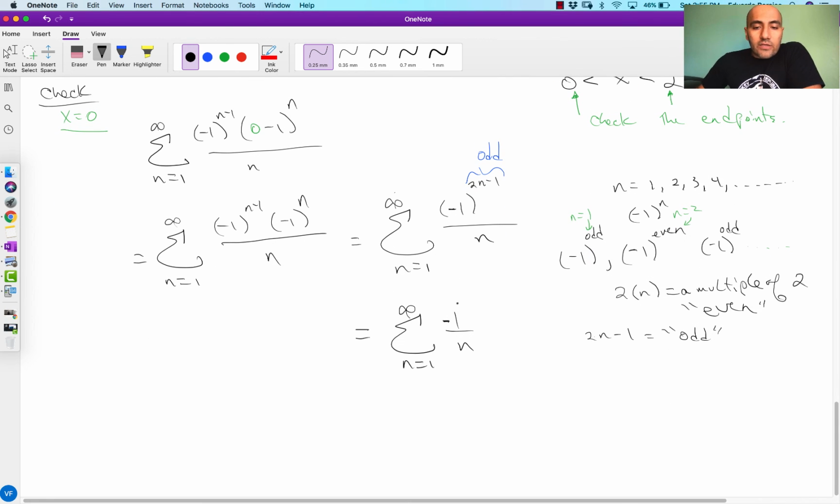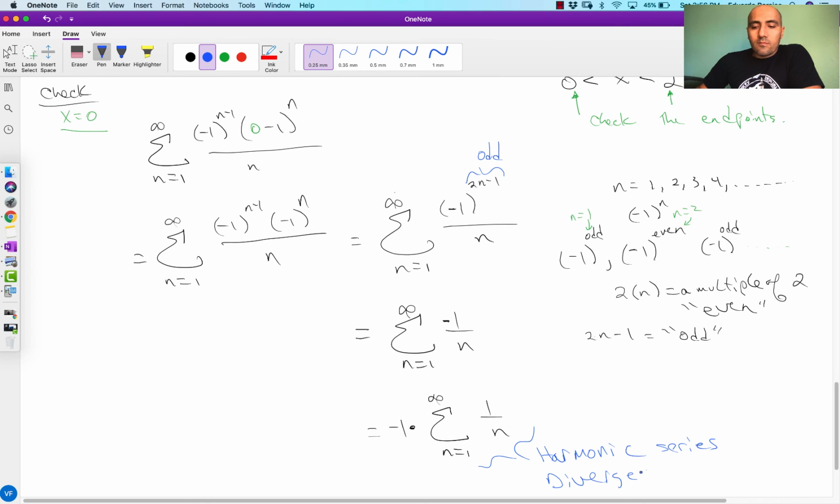Now again, this is not alternating. This is just negative 1. So we can easily pull that out, right? It doesn't have anything to do with n. So we can pull it out as a constant and say that this is negative 1 times the sum as n goes from 1 to infinity of 1 over n. Does that converge? Well, hopefully we remember that this is one of our very famous series. This is the harmonic series. It pops up all the time. And we know the harmonic series diverges.